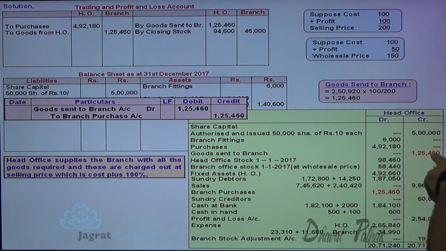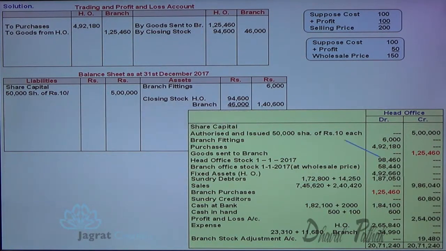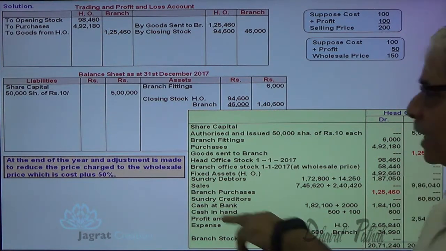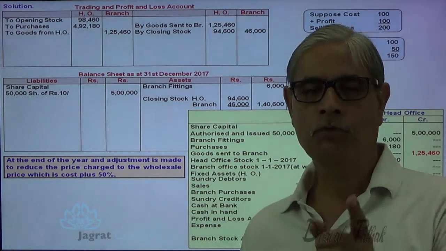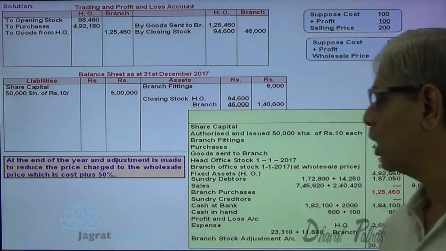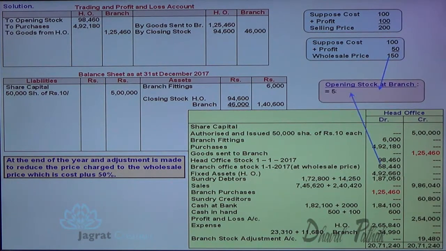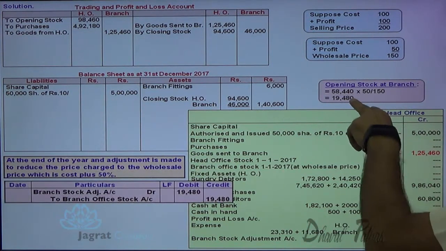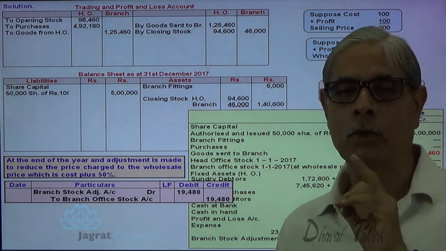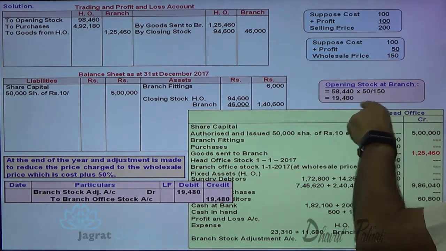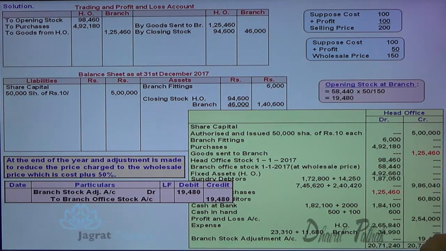Now, this is done. Now, opening stock at HO. Now, this is the branch stock. There 50% loading is there. So, 150 is to 100 cost. How much for 58,440? So, this is the profit element. And this profit element, 50 is the profit element, 100 is the cost. So 58,440 into 50. So this is the profit. This is the stock reserve.